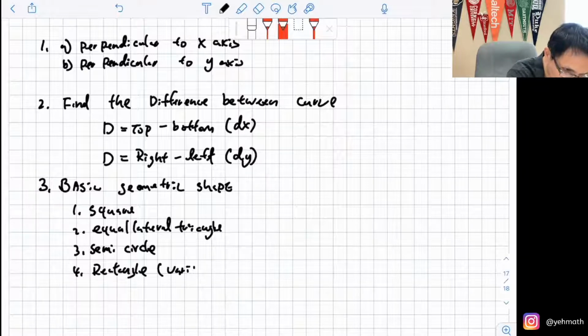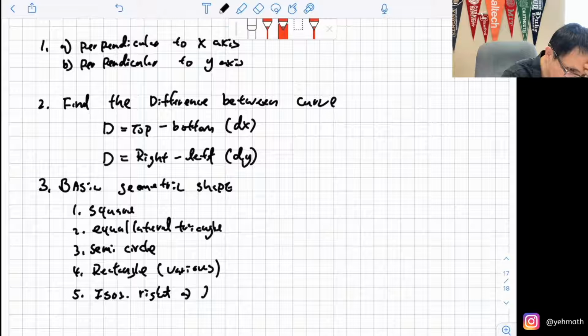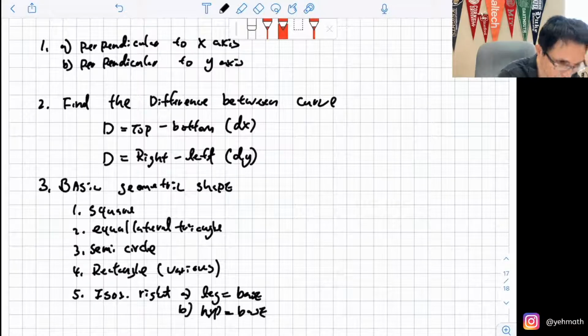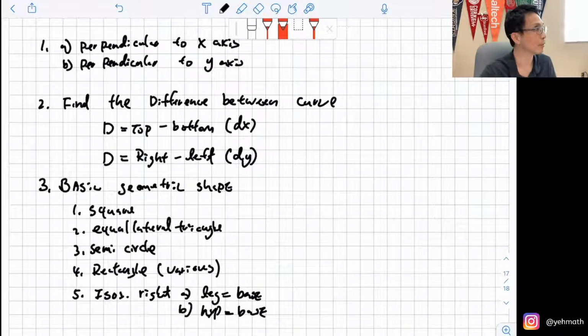It really depends on the wording of it. 5 is isosceles. And it's going to be leg equal to the base. Or it's going to be hypotenuse is the base. And I'll give you the equation first. But first of all, let's truly understand how to visualize the cross section.